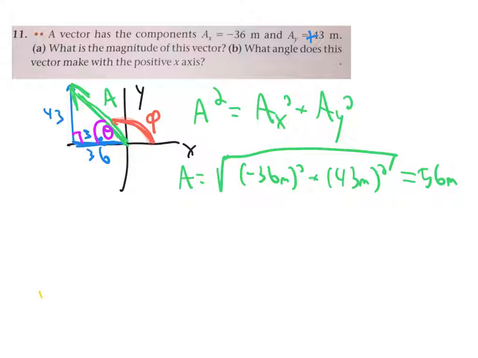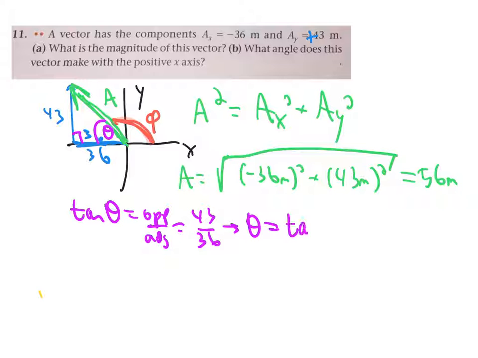Luckily, theta and phi are related to each other, and theta is relatively easy to get because I know that the tangent of theta would be the opposite over the adjacent side, which in this case is 43 over 36, which implies that theta is the inverse tangent of 43 over 36, which our calculator tells us is just about 50 degrees.